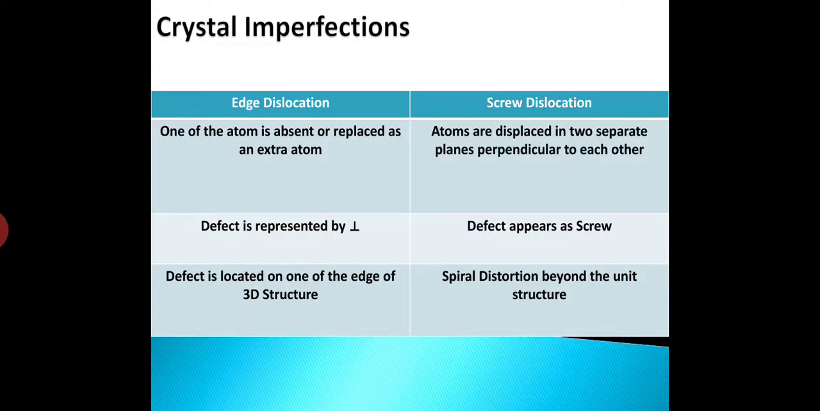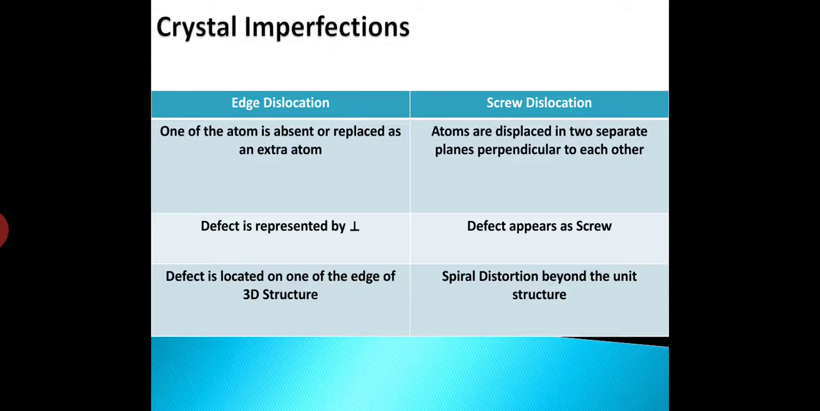So there is a difference between edge dislocation and screw dislocation. In edge dislocation, one of the atoms is absent or replaced by an extra atom, while in screw dislocation, atoms are displaced in two separate planes perpendicular to each other.